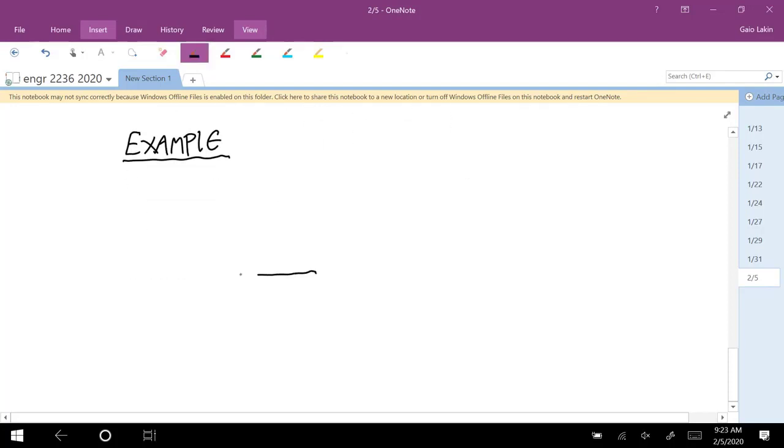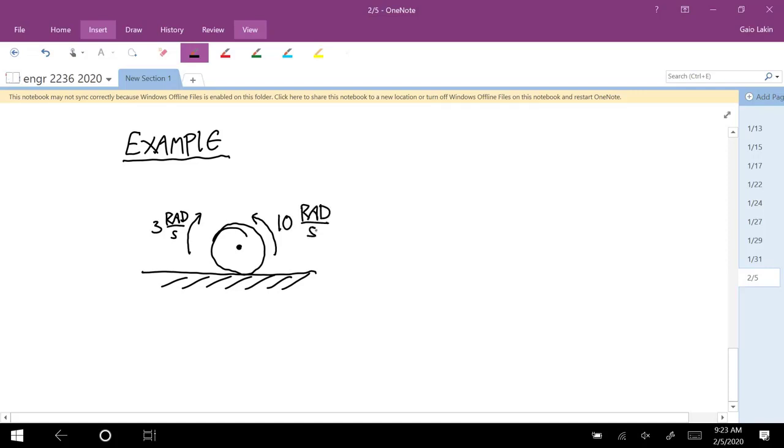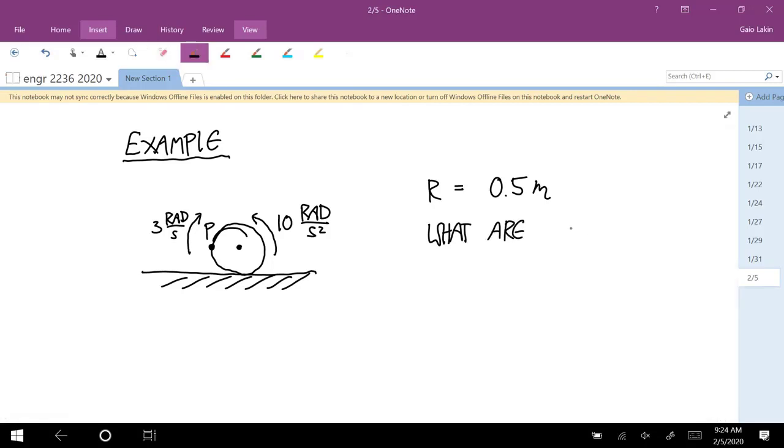Okay, so let's say that we have this thing rolling horizontally. And let's say that we have an angular velocity of 3 radians per second. And let's say that it's slowing down. So if it's slowing down, the angular acceleration is the other way. So let's say this is 10 radians per second squared. Let's say the radius of this disk is 0.5 meters. And we want to calculate the velocity and acceleration of this point P.